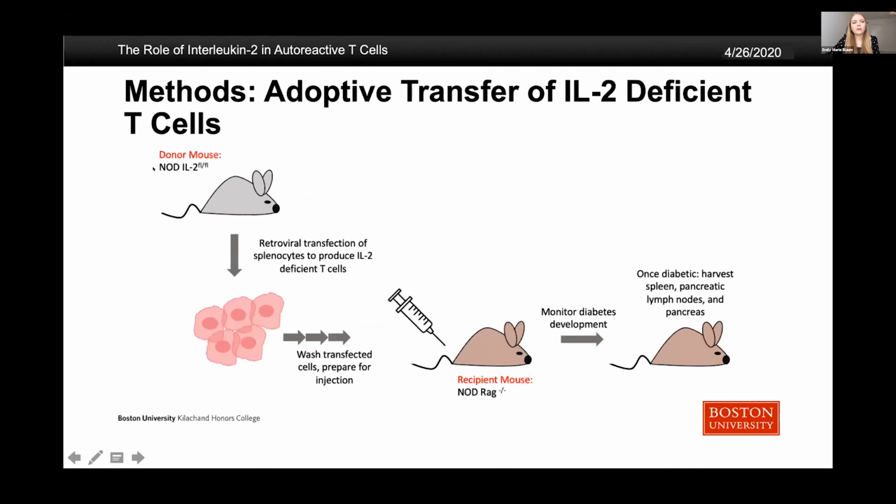So once we have collected our T cells from our donor mice and done our retroviral transfection to produce these IL-2 deficient T cells, we're able to wash these cells and prepare them for injection into our recipient mouse, the NOD-RAG mouse. Once we do this, we monitor the diabetes development of these mice using either a blood glucose test or urine glucose strips. And then either once these mice are diabetic or after about 4 to 6 weeks, we euthanize them and harvest their spleens, their pancreatic lymph nodes, and their pancreas for further analysis.